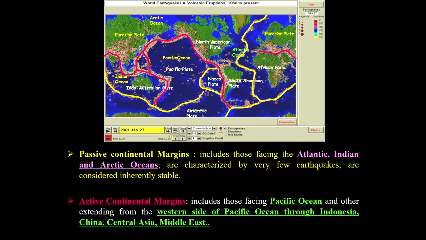Okay. So we'll stop here. We'll discuss more about the plate margins in terms of the trench, okay, and that is in the subduction zone area.